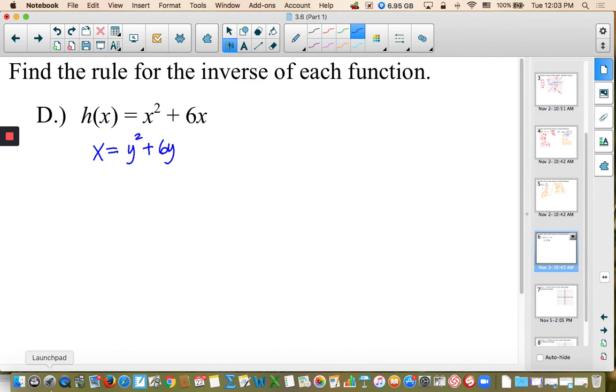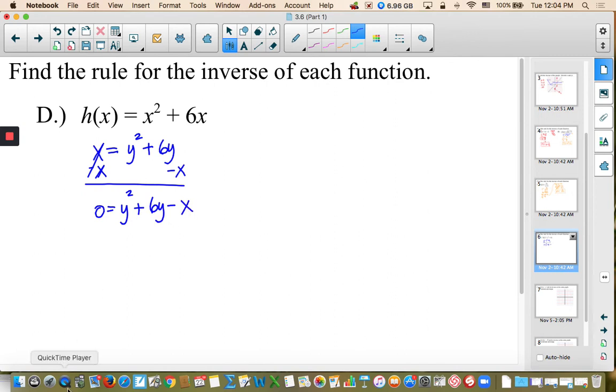If I look at that, it's a quadratic. And usually with the quadratic, I try to factor or do something like that, but I always have to get it equal to 0 first. So I'm going to get it equal to 0 by subtracting x from both sides, minus x. Okay, so if I do that, I have 0 equals y squared plus 6y minus x.